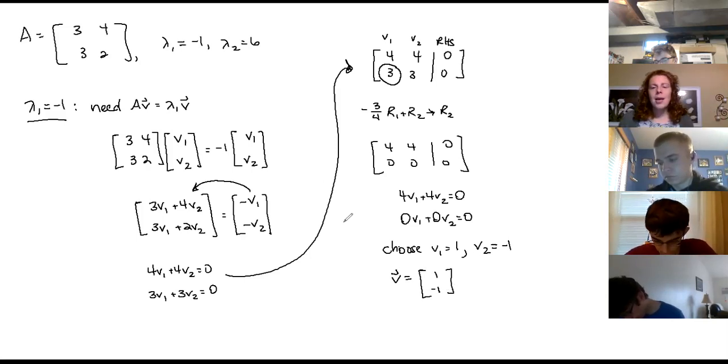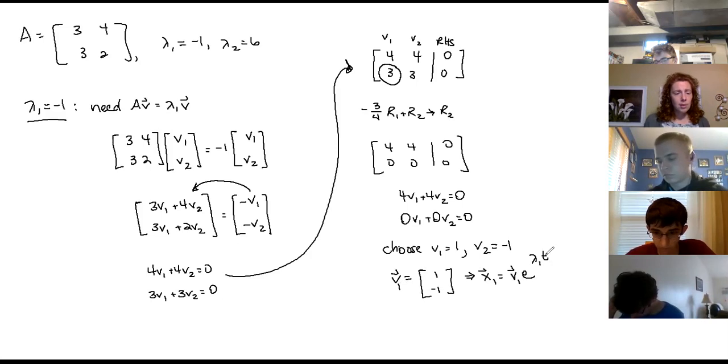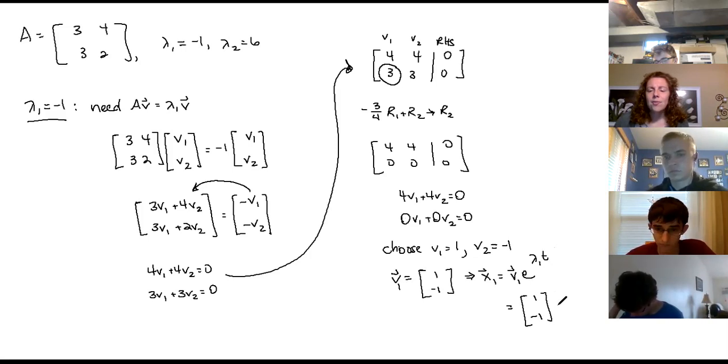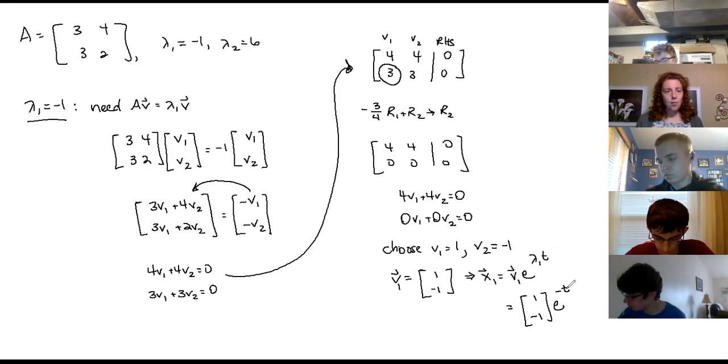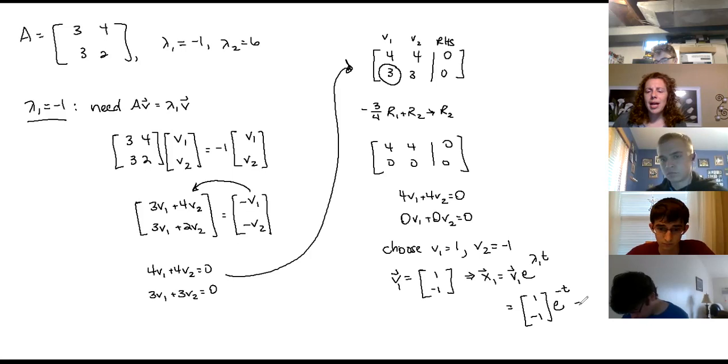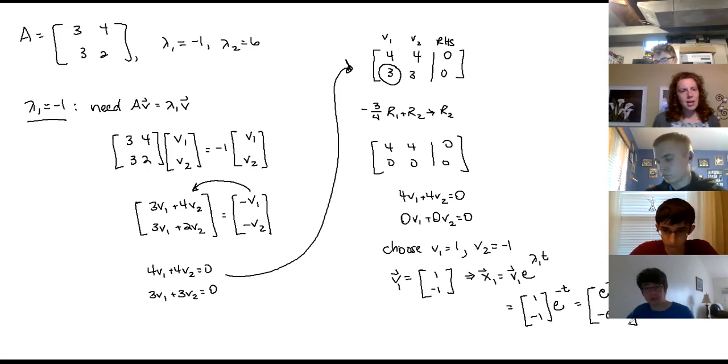That's my vector V. And then my solution, x1, we'll call this V1 because it goes with x, is V1 e to the lambda 1t, right? That's my solution. That's what it's going to look like. So this is going to be [1, -1] e to the -1t. Or if you want to multiply it and take that e to the -t inside, e to the -t, negative e to the -t.